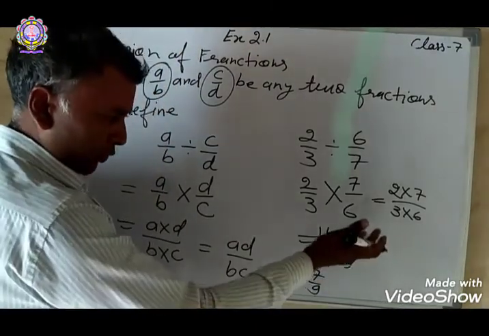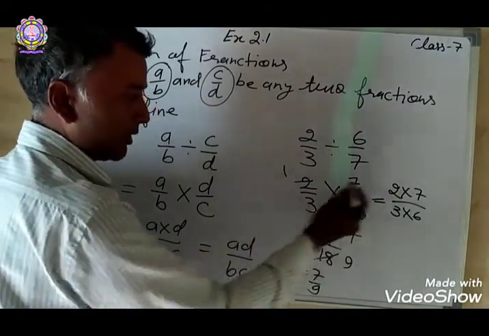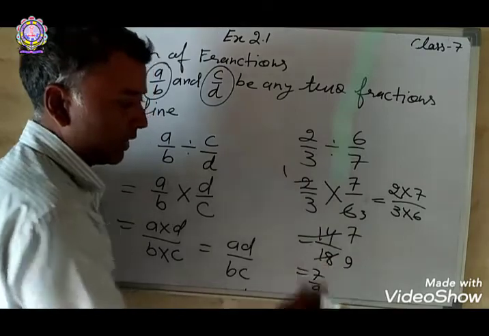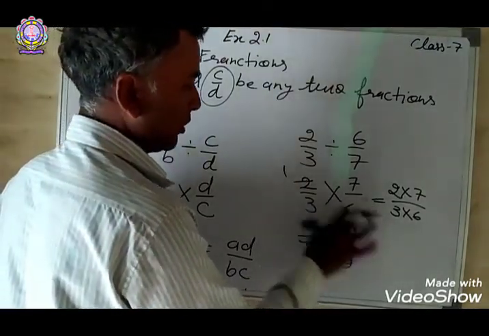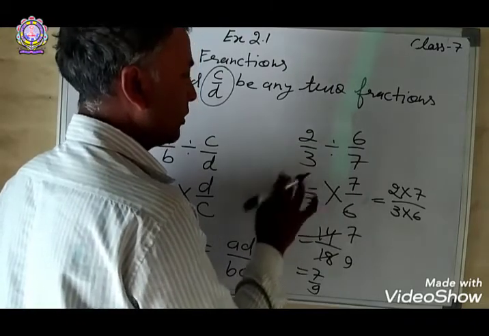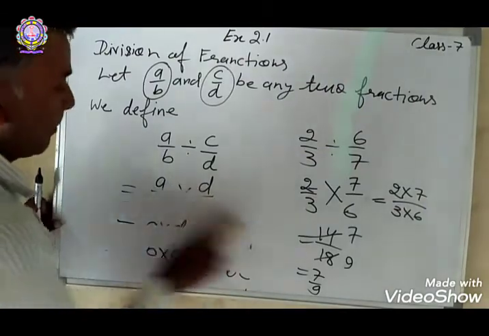And you can see simplification here also: 2 ones are 2 and 2 threes are 6, 7 ones are 7 and 3 threes are 9. Or like this. I hope you understand it. So now we check the exercise, how we solve them.